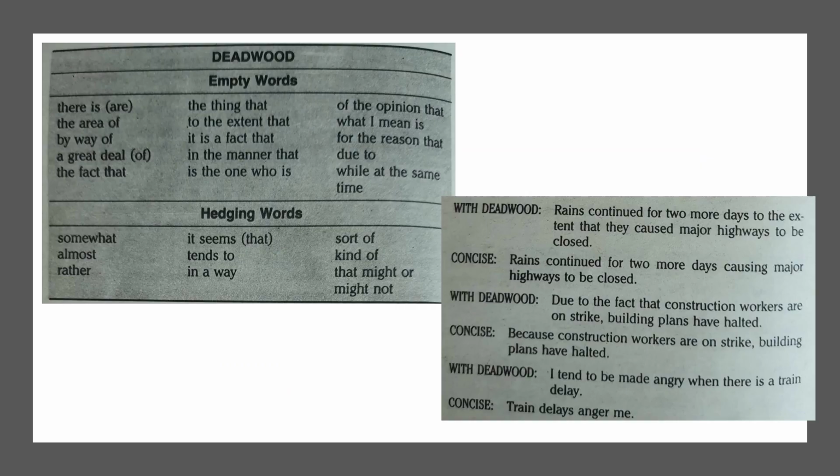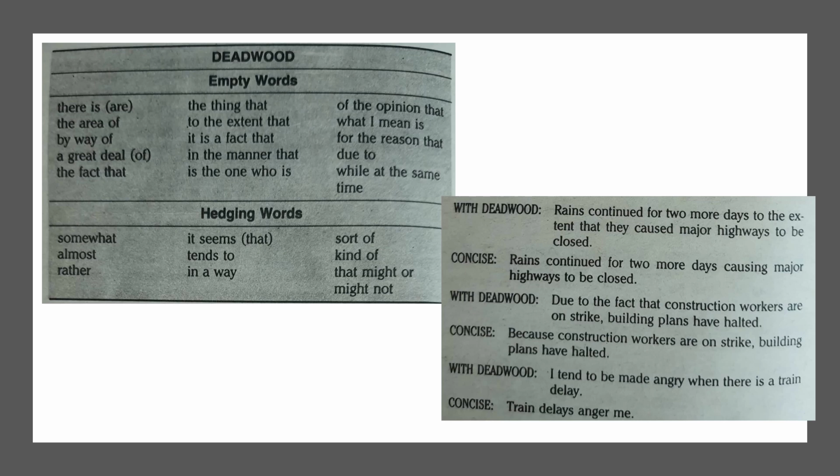To explain further what dead wood or empty words are, we have here example sentences. I will be only explaining the first example. Look at this example sentence: "Rains continued for 2 more days to the extent that they caused major highways to be closed." Which words here are considered empty, unnecessary, which should be deleted? This is the revised and a more concise version of this sentence: "Rains continued for 2 more days, causing major highways to be closed."